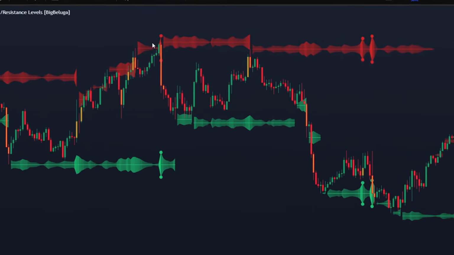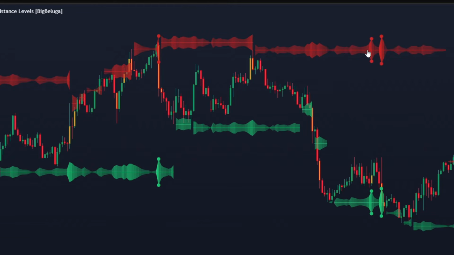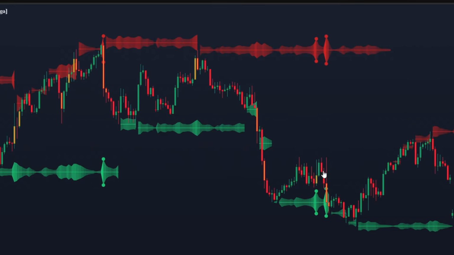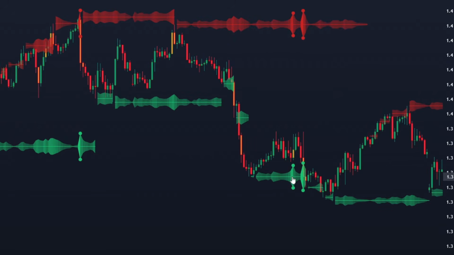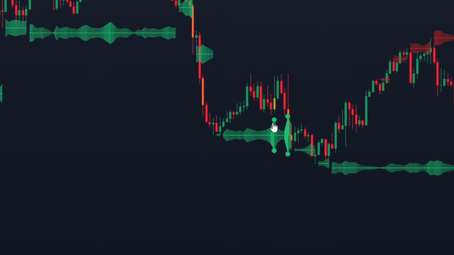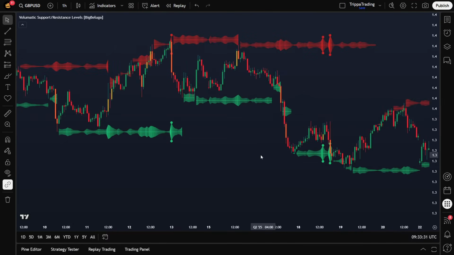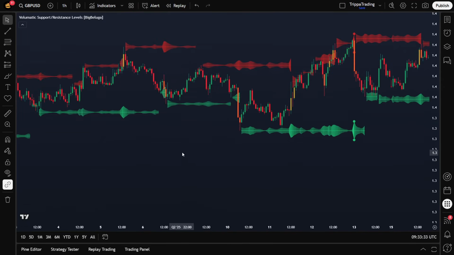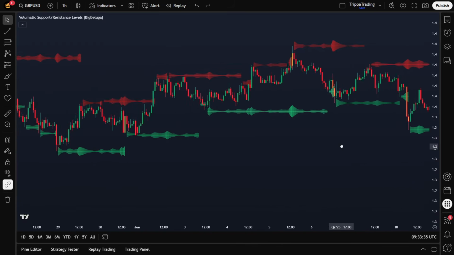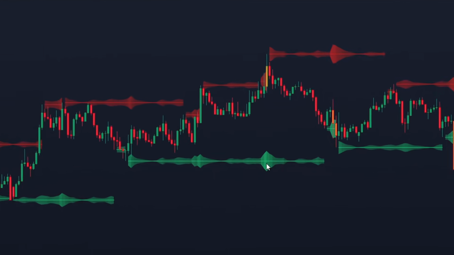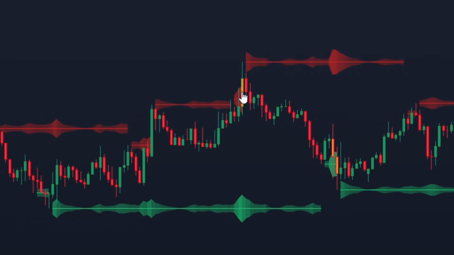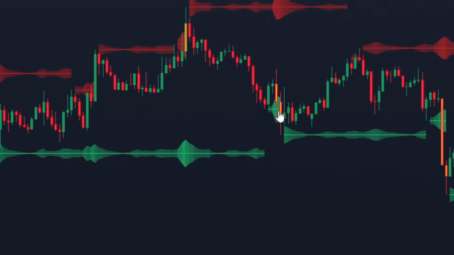Inside each zone, there's a histogram fill that shows how much trading activity happened there. The thicker and darker it is, the more volume was concentrated at that level. You'll also notice small circle markers on some zones. Those are high volume alerts telling you that a spike in participation hit that price. And the most important visual cue is the orange candles. These highlight the exact bars that cause those volume spikes.